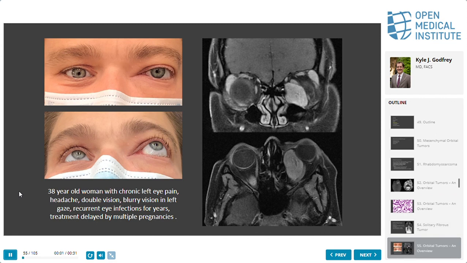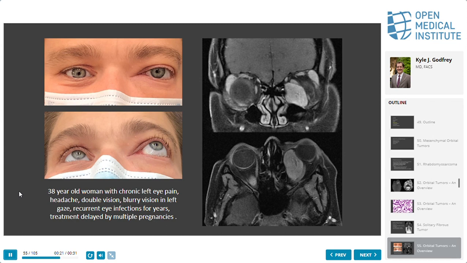This was a patient who presented to me, really had been sort of neglected for a few years. She had multiple children and didn't want to have surgery while she was pregnant or delivering her kids. But you can see with axial proptosis, the eye being pushed, not just forward, but actually up and out from this inframedial lesion here that's really displacing the medial rectus and the inferior rectus.